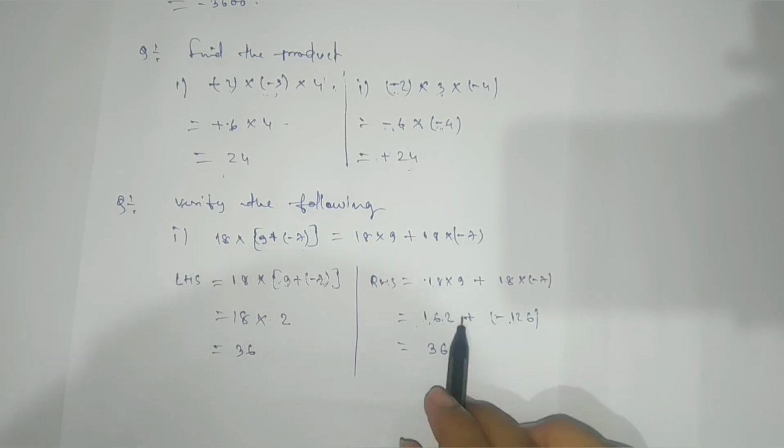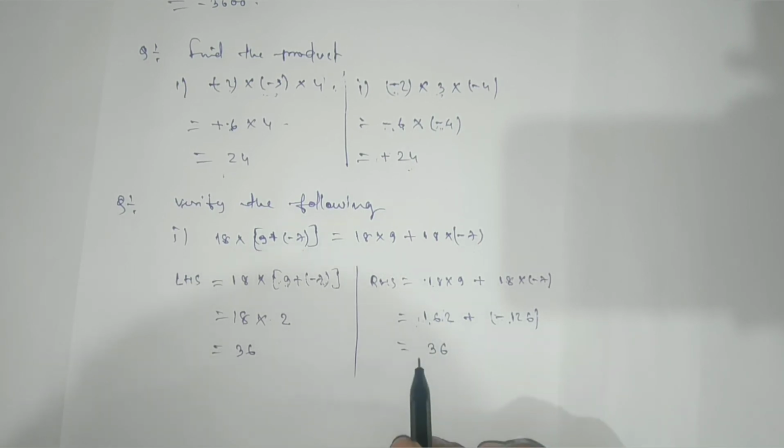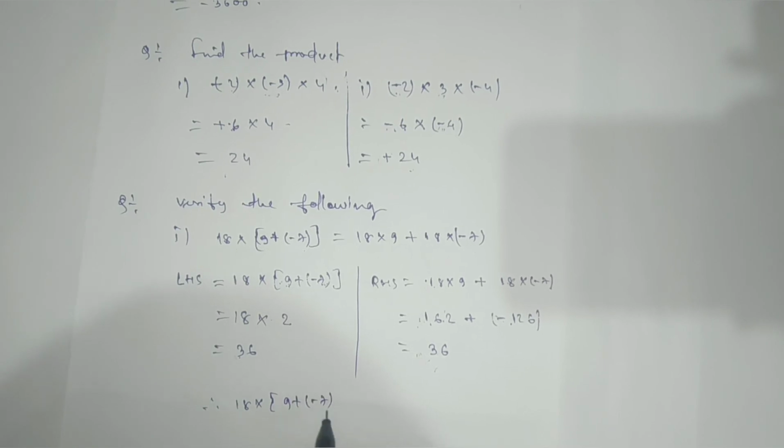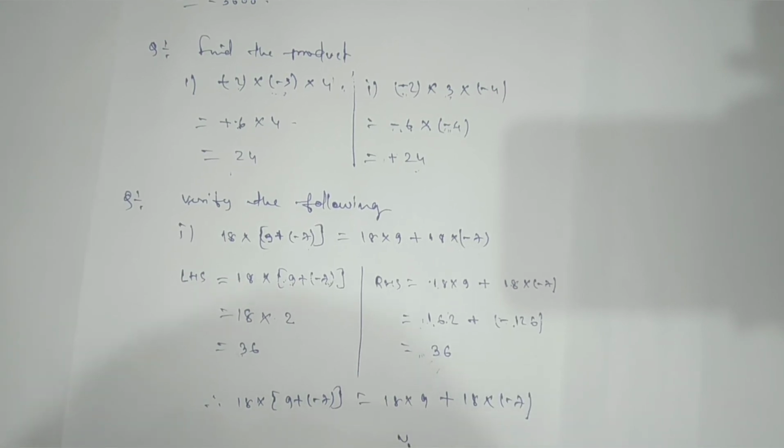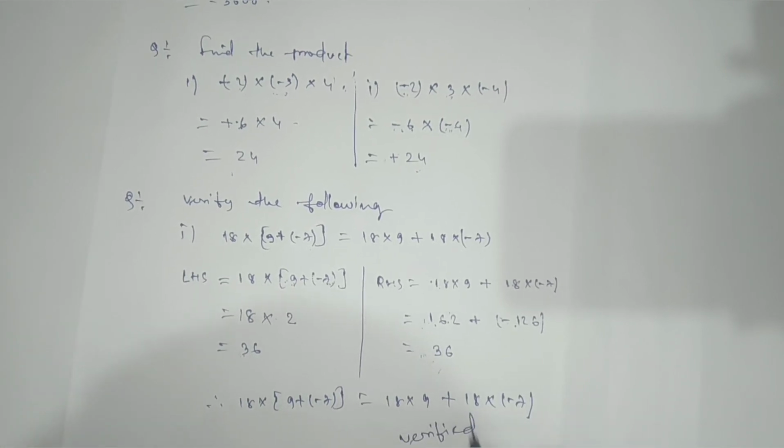And now see which is bigger. Yes, this is bigger, which symbol is the plus, so we don't need to write. You can see that both are the same here, 36 and 36. So therefore we'll say that 18 into 9 plus -7 equals 18 into 9 plus 18 into -7, and we'll write at the end, verified.